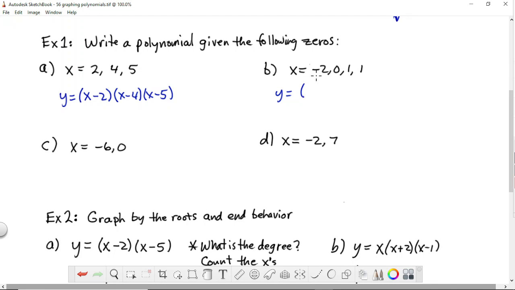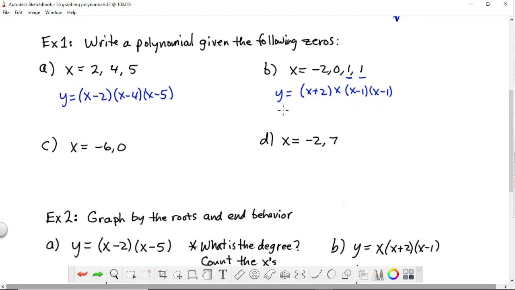So, okay, to get a negative 2 as a 0, you're going to have to have an x plus 2. Now, what about to get 0 itself as a 0? That would be x minus 0, but we can just write that. That's just x, correct? Okay. And then this looks kind of funny. We have 1 and we have 1 written twice. That means when we write it twice, we mean it comes from two different factors. You have an x minus 1, and you have another x minus 1. So that's very important. When you see that twice like that, write the factor twice.